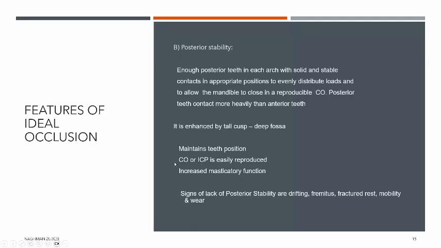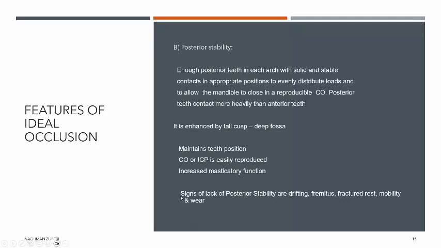Maintains the teeth position, centric occlusion or the intercuspal position is easily reproduced, and increased masticatory function is going to be achieved in case there is an ideal occlusion. There should be posterior stability. In case there are signs of lack of posterior stability, so what is going to happen?